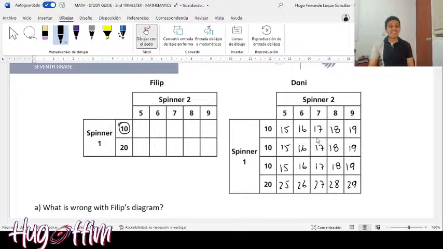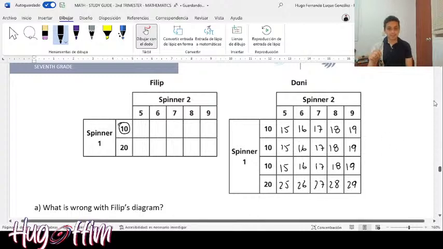Observe that the number of possible outcomes, the number of elements in the sample space, will be all the combinations. Even though you have only 10 and 20 here, you have to take into account all the combinations. So the number of elements of the sample space will be 5 times 4, so you have 20 outcomes in your sample space.